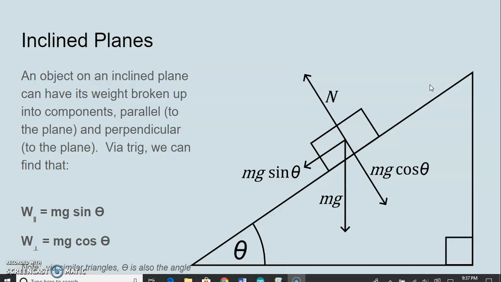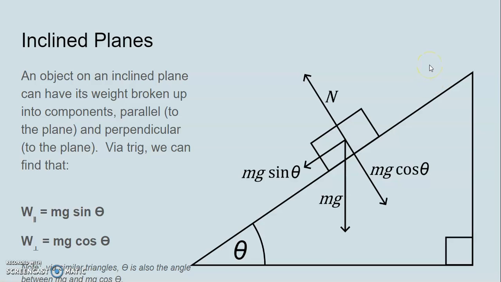Hi again. I stopped the video there so that I could make a brief correction. In the previous slide, you probably noticed that they both said mg sine theta, but there was clearly an error there. It is weight parallel that is mg sine theta, and weight perpendicular that is mg cos theta. Sure hope I didn't confuse you too much with that.